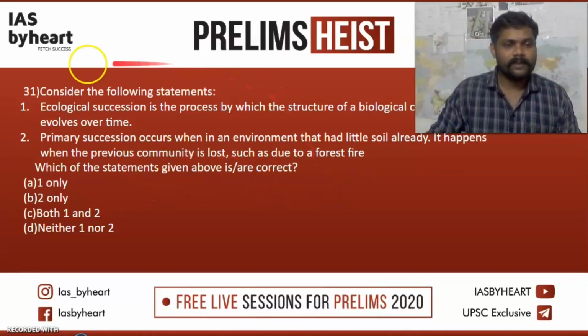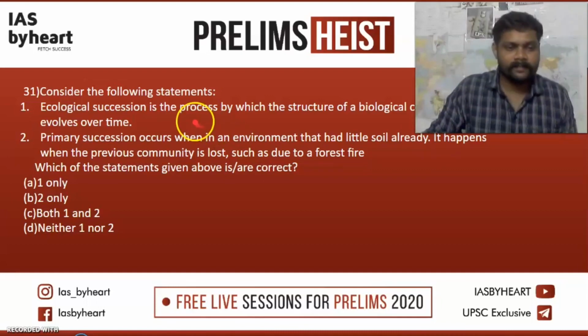First one, what is meant by ecological succession? Ecological succession means it is a process by which the species structure of an ecological community evolves over a certain period of time, for example, 1,000 years or millions of years. So our first statement would be right.